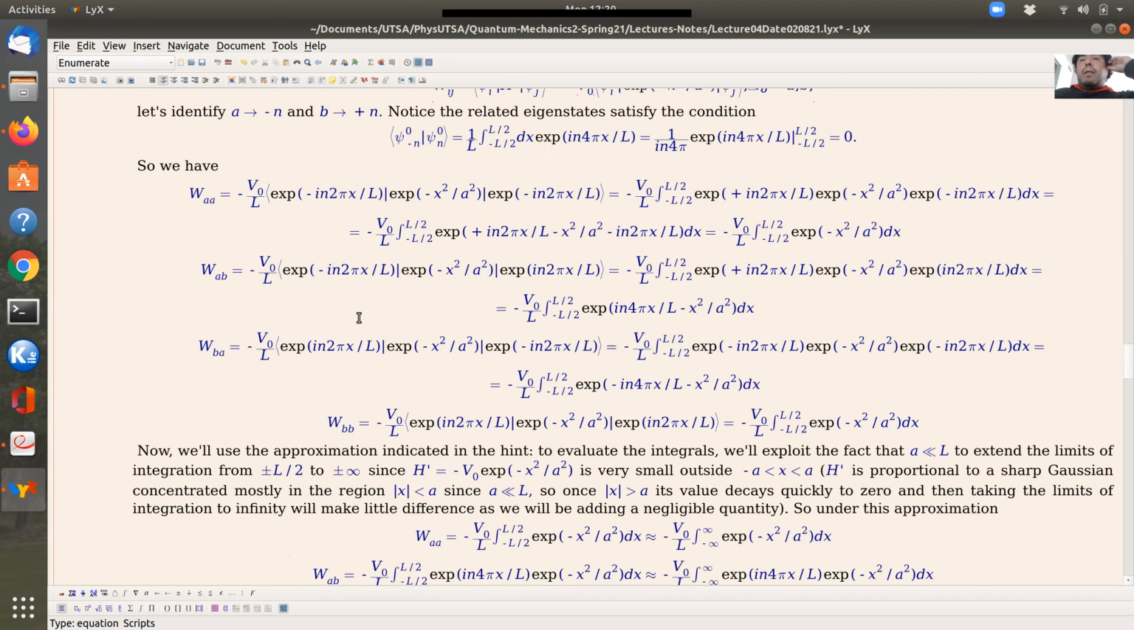Well, this cancellation will also happen for W_BB if you think about it. So you'll have the same terms, but now you have plus n inner product with the operator or the Gaussian e to the i n. So when you conjugate the minus, this dies out, and you have this. So for the diagonal terms of this matrix W, you'll have the exponential of minus x squared over a squared integrated over the original domain. So think about the hint that they gave you.